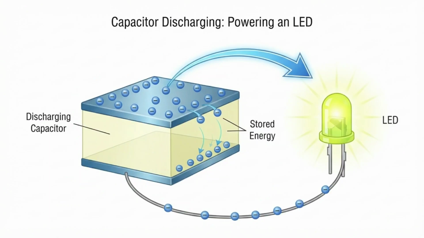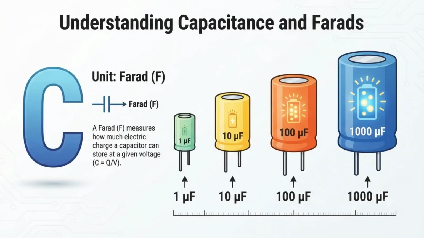The amount of charge that a capacitor can store is called capacitance, represented by the letter C. It is mathematically defined as capacitance equals charge divided by voltage, or C equals Q by V. The SI unit of capacitance is the farad. In practical electronics, we usually work with microfarads, nanofarads, and picofarads, because 1 farad is a very large unit.